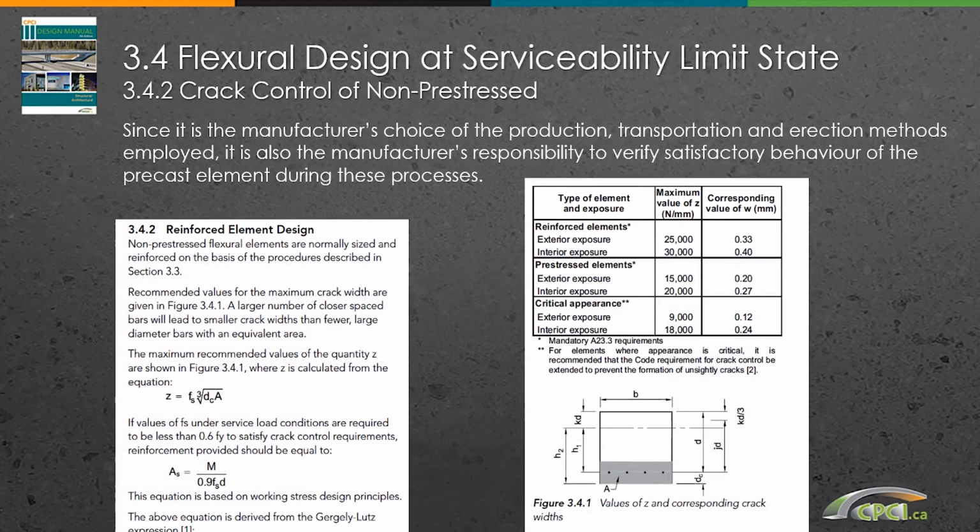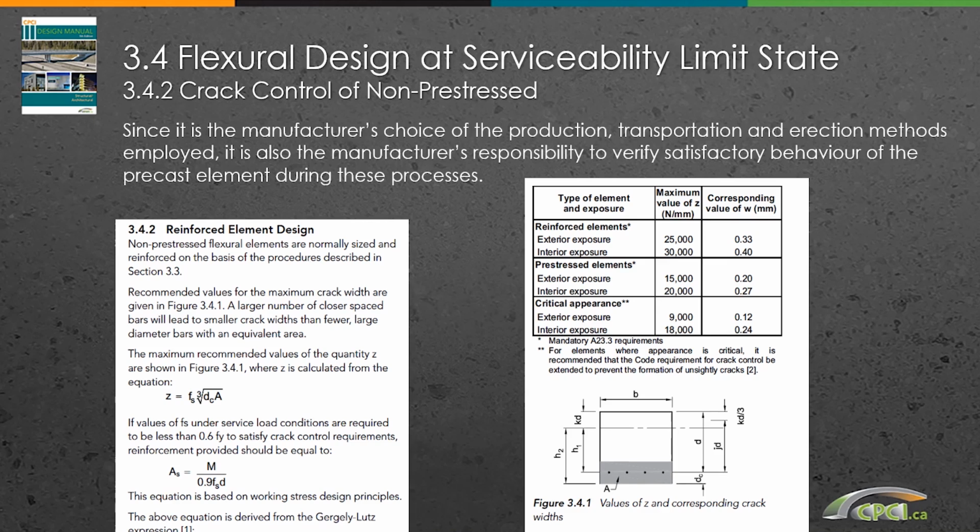Now we go to the serviceability limit state. A problem here that we usually face is the fact that for a precaster to produce a beam, strip it, handle it, shape it, and erect it, under service limit state loads, usually it creates cracks, and in our industry, cracks are something that we need to be very concerned with and control.